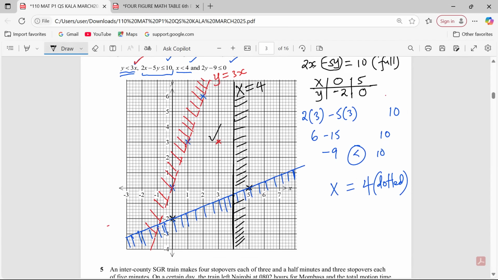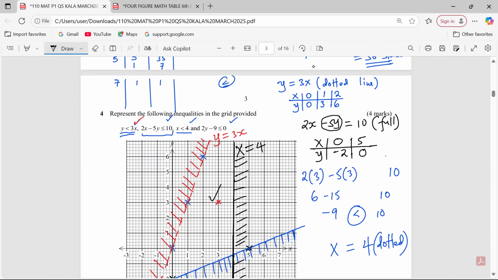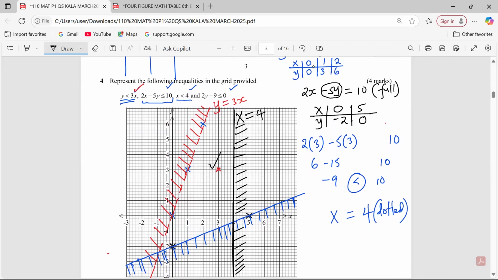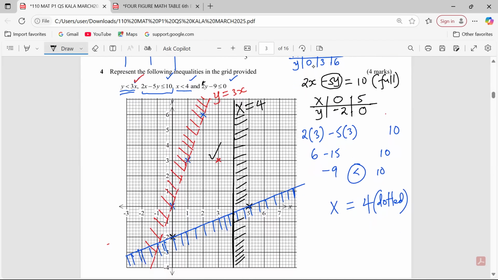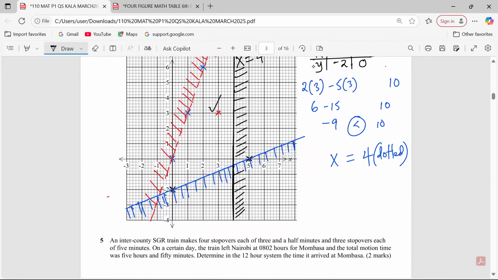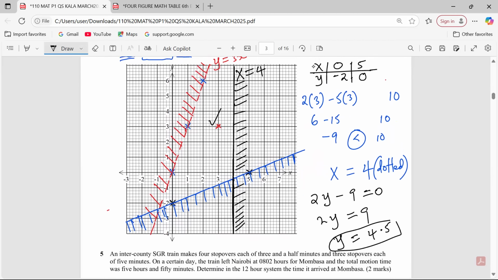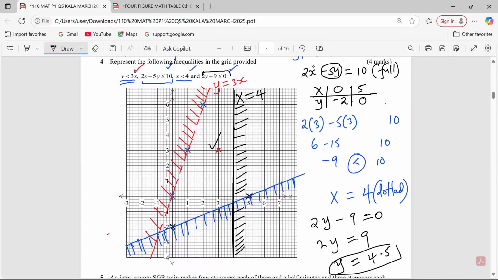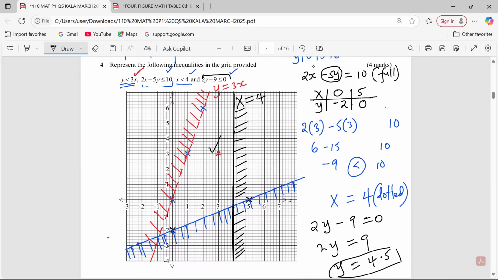And finally, there is 2y minus 9 equals 0 to represent the final inequality. 2y minus 9 equals 0, meaning 2y equals 9, and hence y equals 4.5. So the borderline that we are plotting is y equals 4.5, and it's going to be a full line.